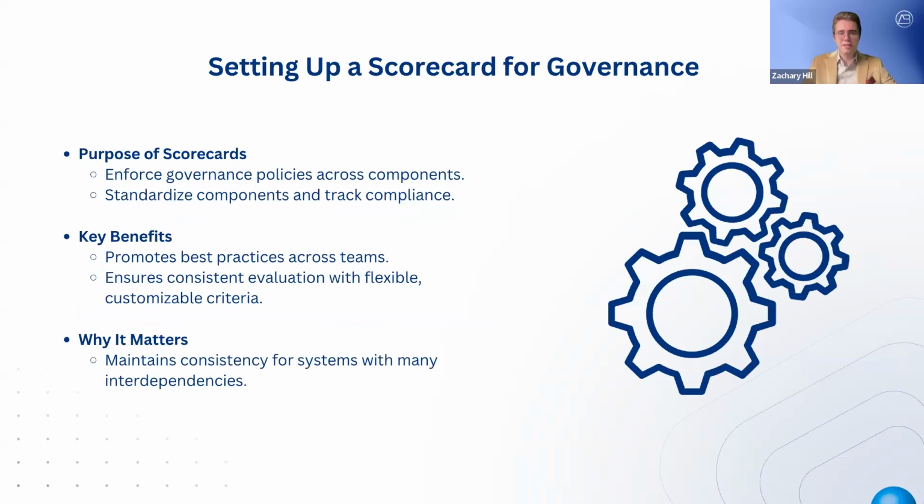Setting up a scorecard is a key feature of Compass that helps enforce governance policies across your components. With a scorecard, you can standardize components, track compliance, and ensure teams follow best practices. The flexibility of scorecards allows you to define criteria aligned with your organizational standards, ensuring consistent evaluation across all components. This consistency is especially critical for teams managing large, complex systems with many interdependencies. By implementing scorecards, you can create a structured and reliable approach to governance that scales with your system's needs.